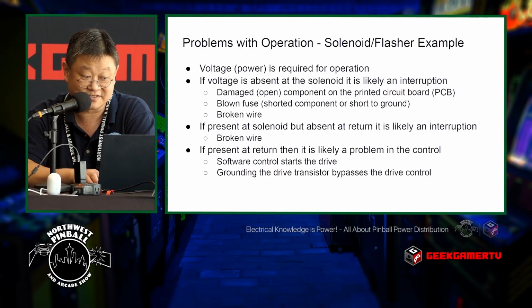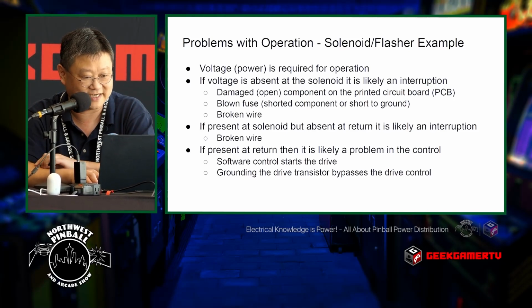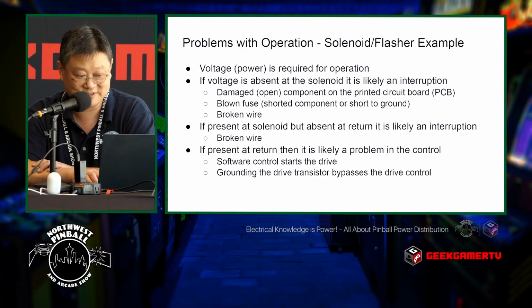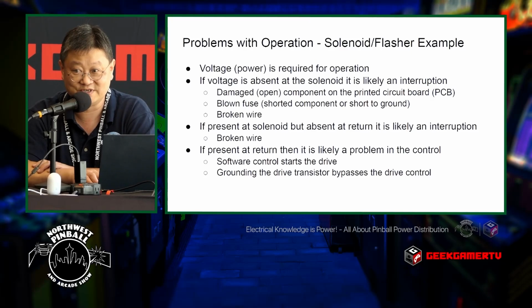Okay, I think I actually discussed most of this, but there is something really important in this slide, part of the diagnostic process. So often you'll see people say, my solenoid doesn't work. Again, voltage power is required for operation. If voltage is absent at the solenoid, it is likely due to an interruption. That interruption can be a damaged component on the printed circuit board, the voltage is not being rectified, a blown fuse, deliberate interruption, or a broken wire, something has come off.